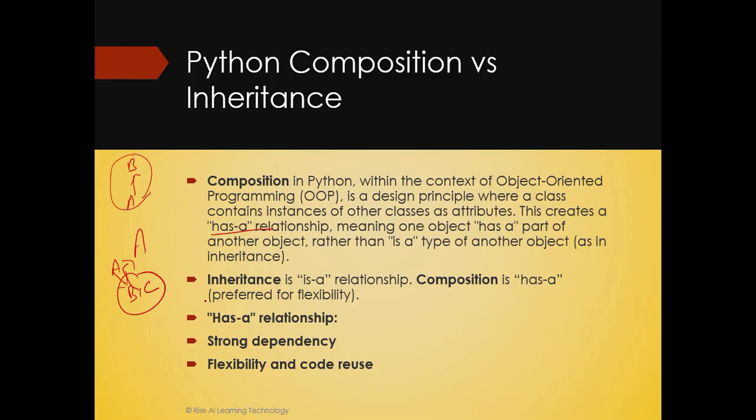So once I am saying this, what does it mean to us? It means that it is a design principle. So what are design principles? Yesterday also we discussed the factory method, right? How we are creating the object of a particular class. That is the design principle for how we are creating an object of a class. So this is also a design principle where a class contains instances of other classes as attributes.